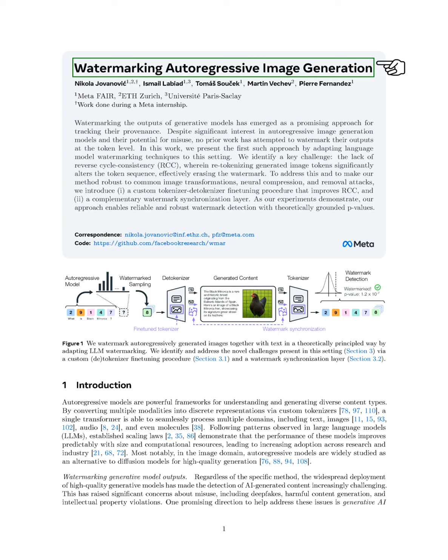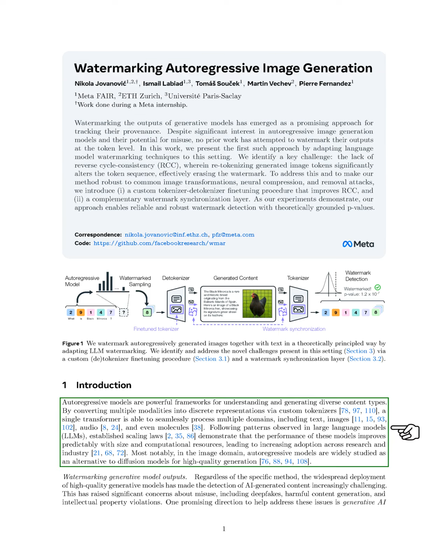Section: Introduction. In this section, we explore autoregressive models, which are effective tools for understanding and creating various types of content. By transforming different types of data into discrete forms using specialized tokenizers, we can use a single transformer to handle text, images, audio, and even molecular data. We observe that, similar to large language models, these models show predictable performance improvements as they grow in size and computational power, leading to their increased use in both research and industry.